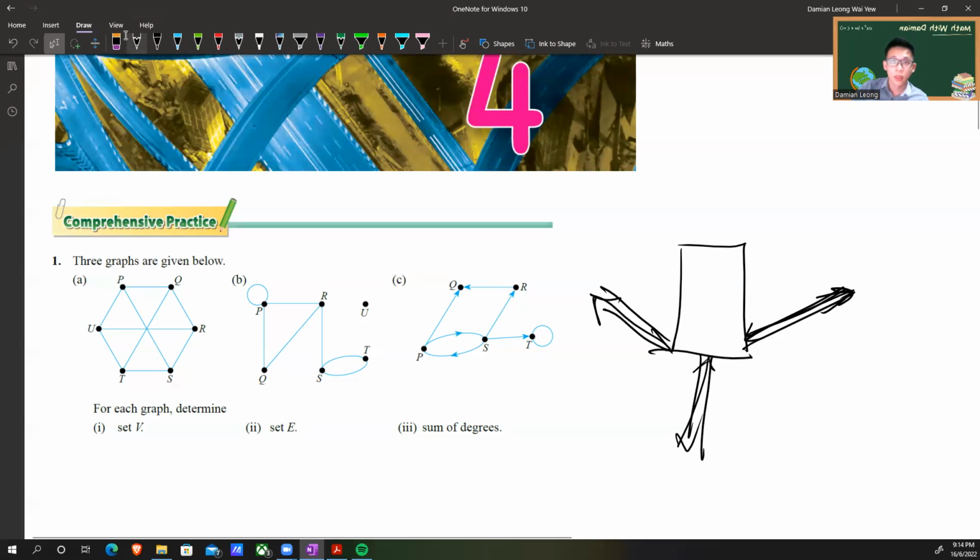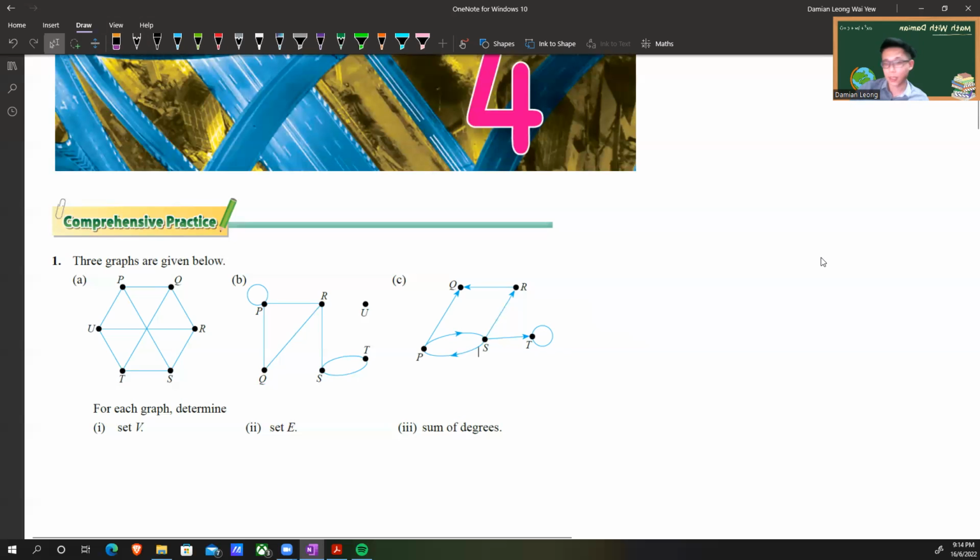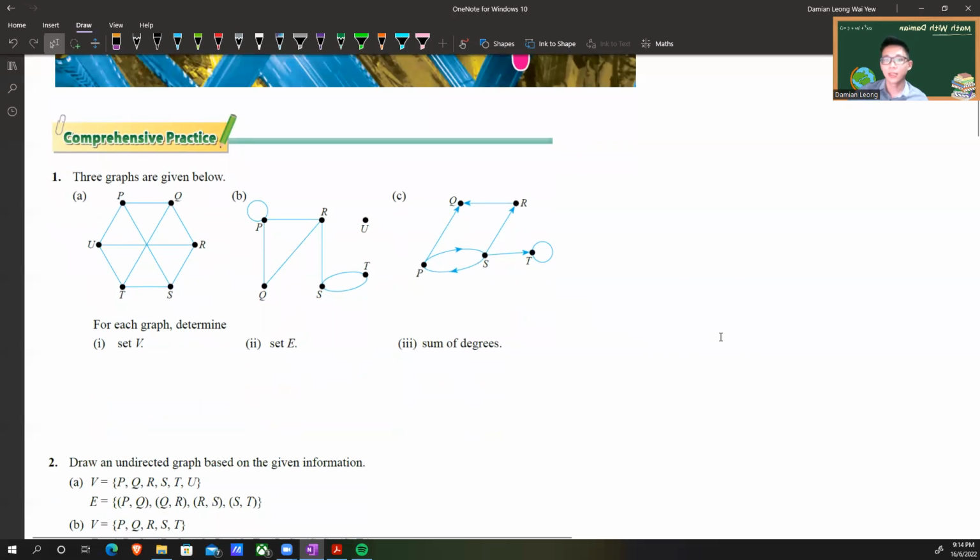So if we look at the first question here, they're asking for set V, set E, and sum of degrees. Set V means a set of all the vertices. Set E means a set of all the edges, and sum of degrees means the sum of all the degrees for all of the vertices. So let's look at set V. We do one by one for A, B, and C.